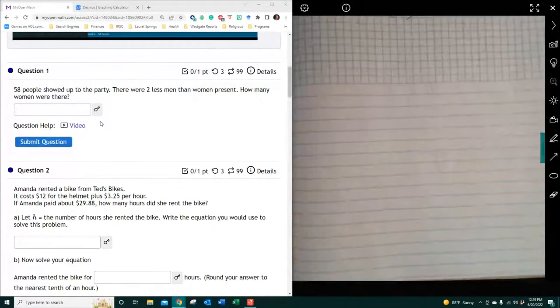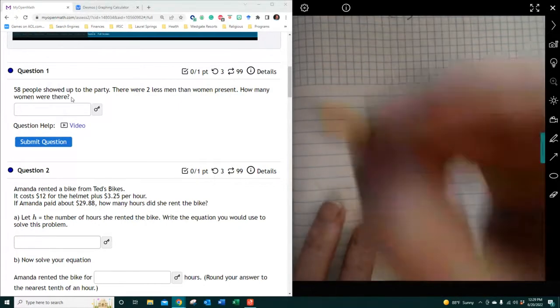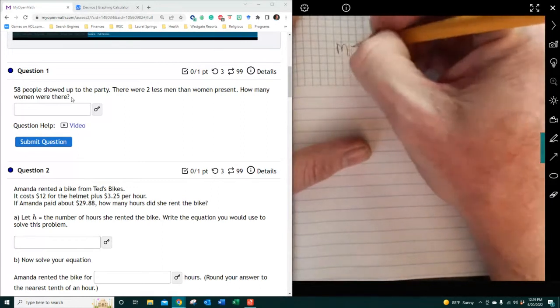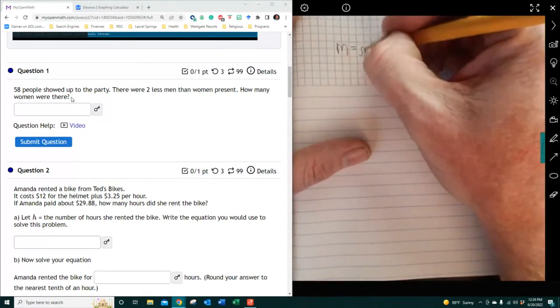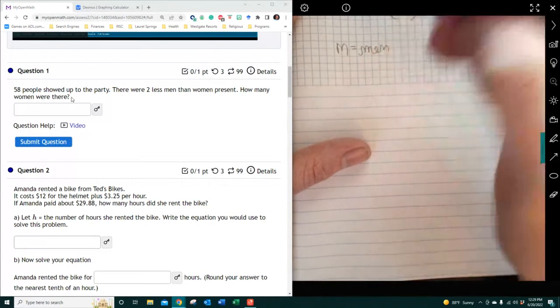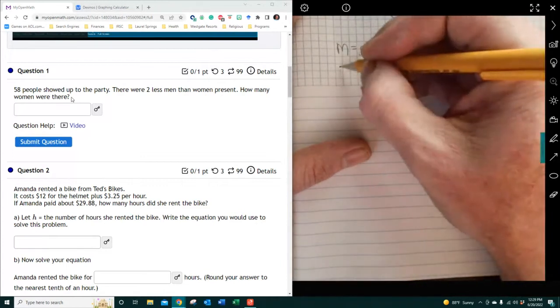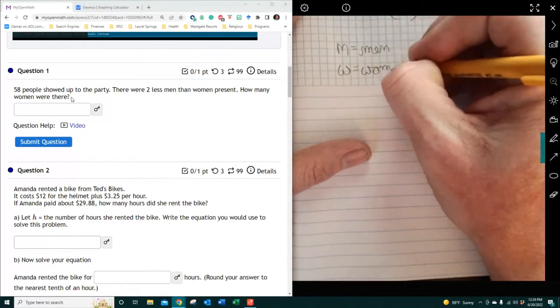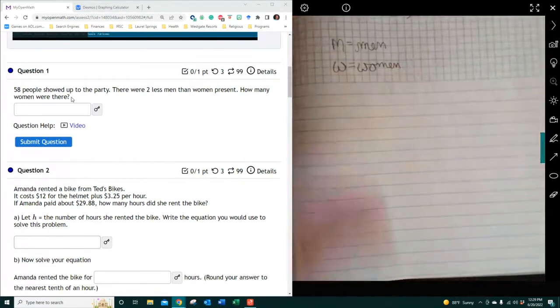It says 58 people showed up to the party. There are 2 less men than women present. How many women are there? First of all, let's say men is M, and women is W. So we are now associating the variables that we want to use.